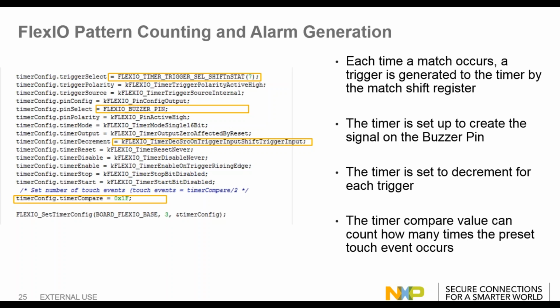So just to restate the steps, the sequence of events associated with this is that each time a match occurs, a trigger is generated by the timer by the match shift register. The timer is set up to create the signal on the buzzer pin, and the timer is set to decrement for each trigger. And when the compare value is met, then it will toggle the buzzer pin, and you'll hear an alarm in this case.